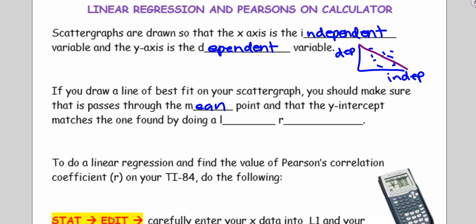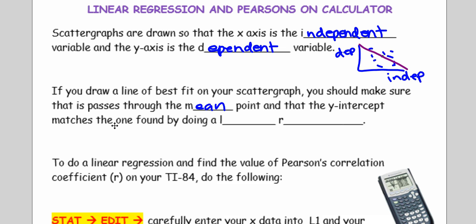How do you find the mean point? Sometimes they'll tell you the mean point, but quite often they'll get you to calculate it, which is the mean of x and the mean of y. So when drawing a line of best fit, make sure that it passes through the mean point and that the y-intercept matches the one found from your linear regression.